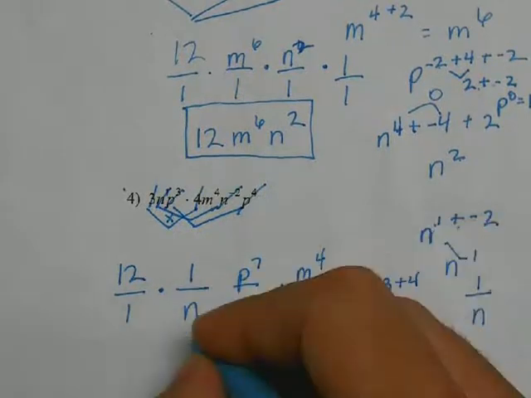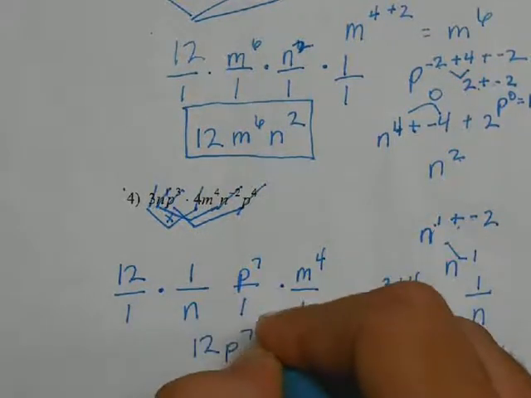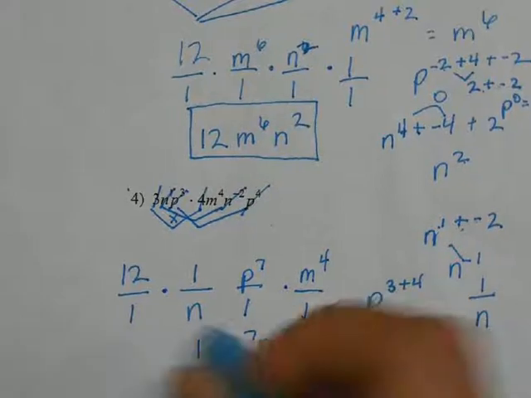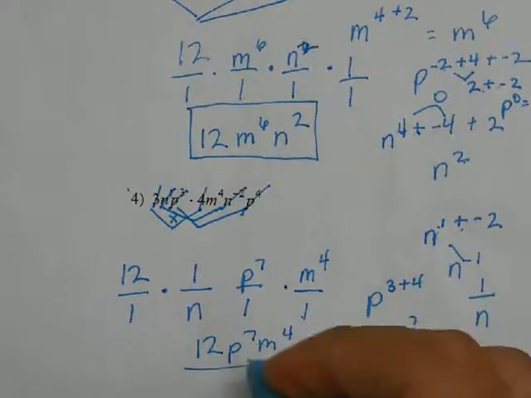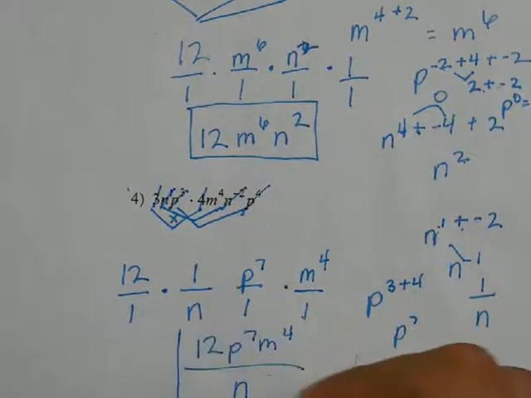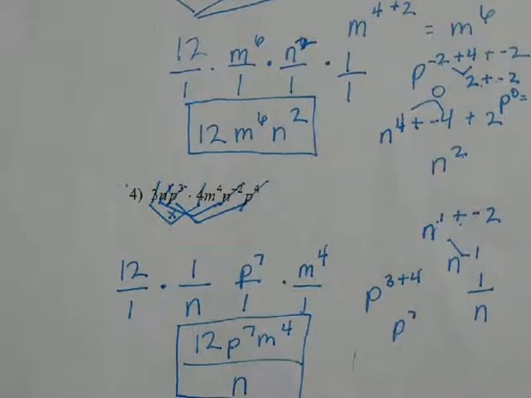So that would be 12 p to the 7th, m to the 4th, and that's all going to be over n times 1 times 1 times 1, which is just n. So we got 12 p to the 7th, m to the 4th, over n.